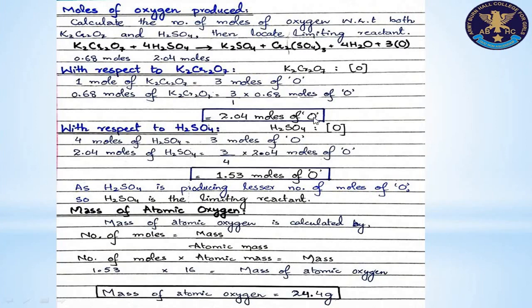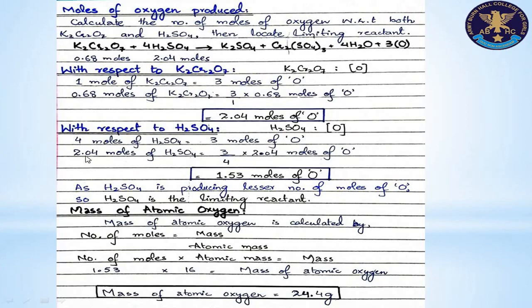Now we will calculate the moles of oxygen produced with respect to concentrated sulfuric acid, that is, we are comparing the sulfuric acid with the atomic oxygen. From the balanced equation, 4 moles of sulfuric acid give us 3 moles of atomic oxygen.